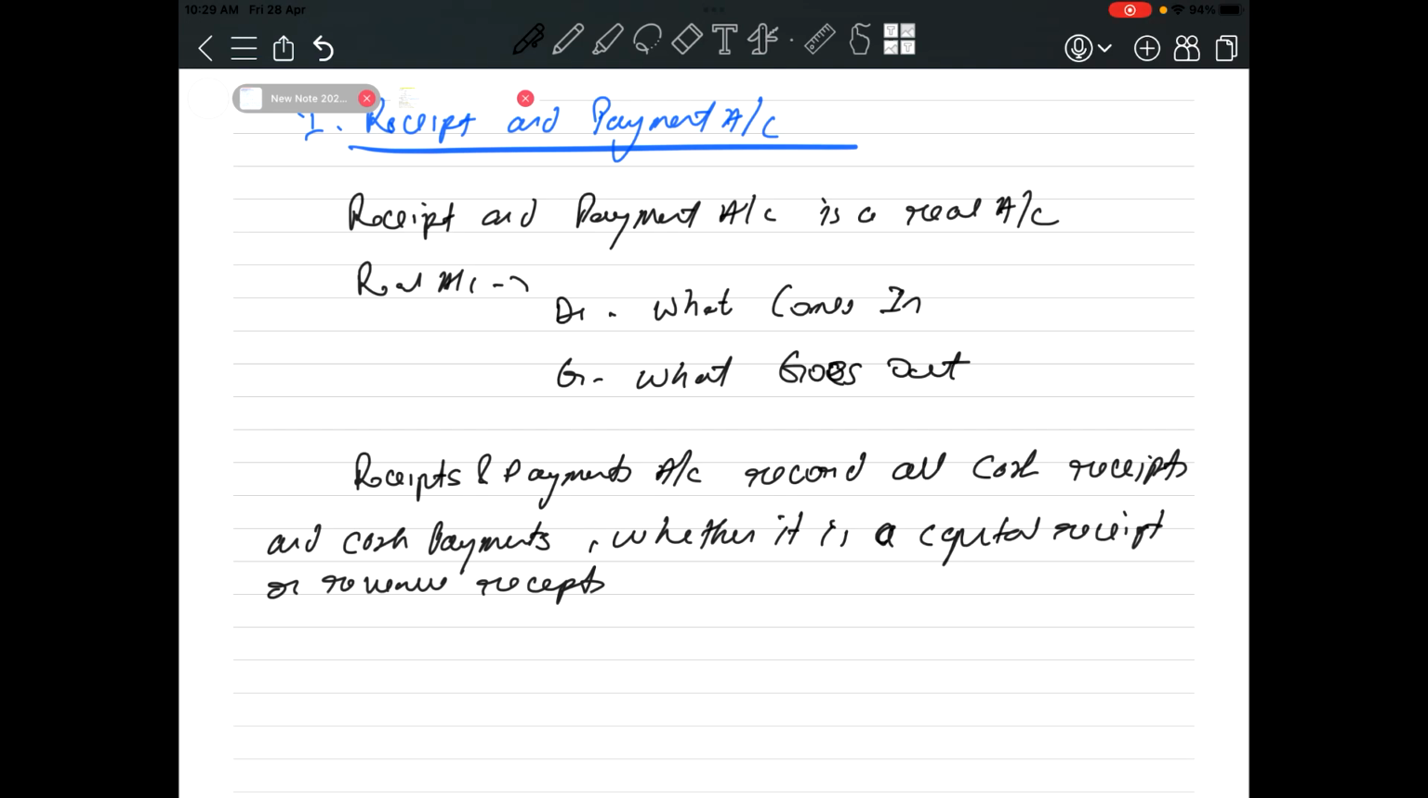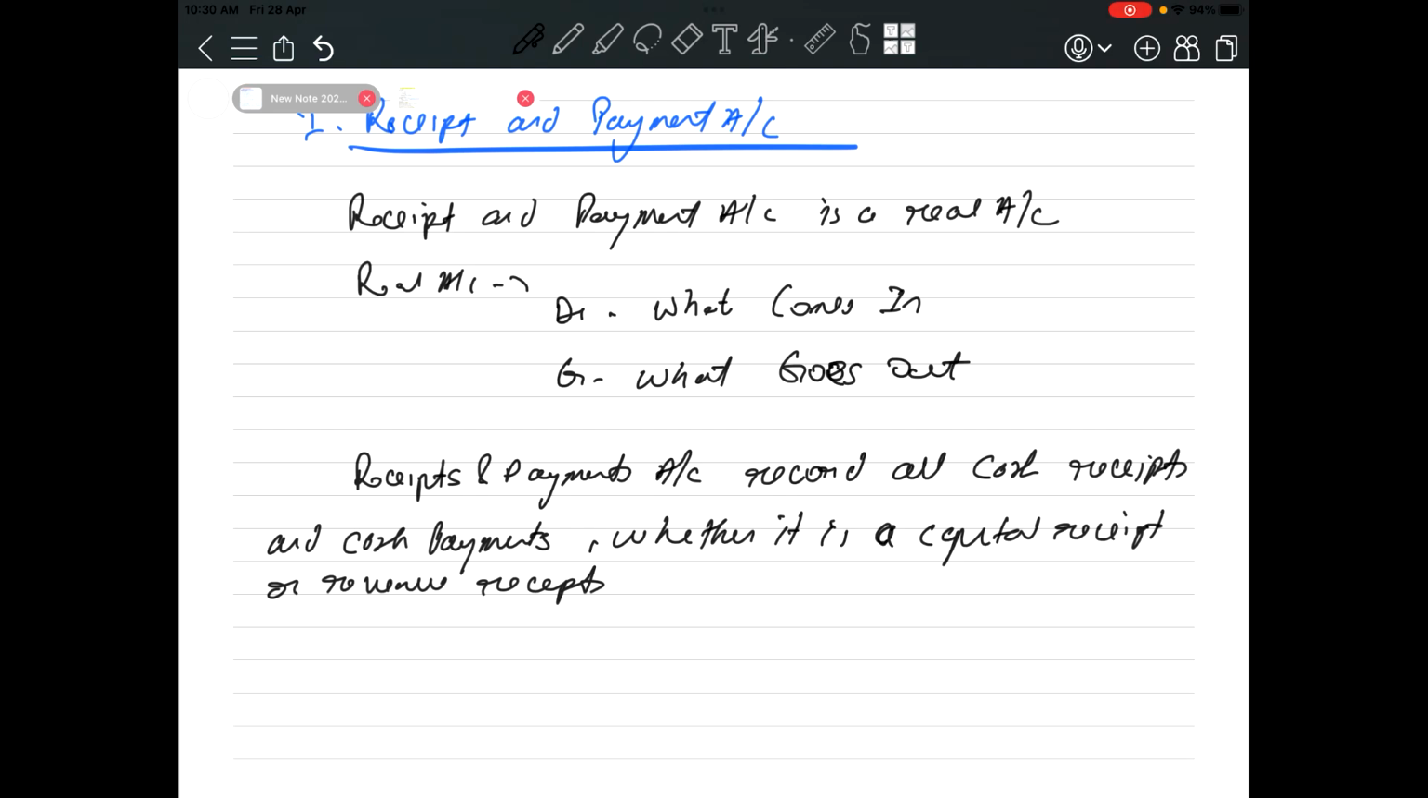I hope this is clear to you. Whatever cash you are receiving, be it for construction of building, be it for construction of hall, be it for entrance fee, membership fee, everything will be taken into the receipt and payment account. I hope this is clear to you.